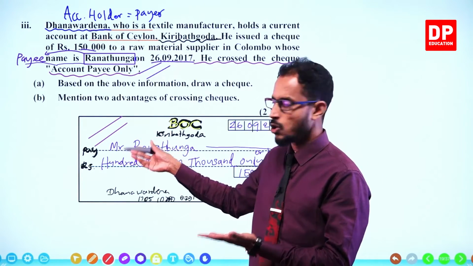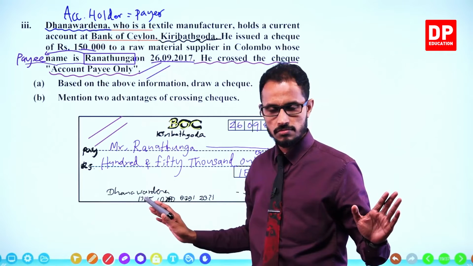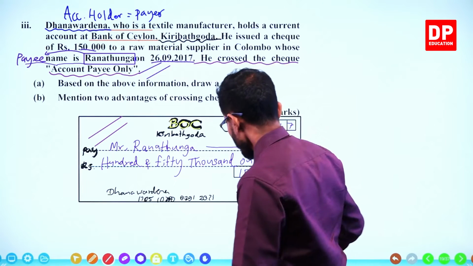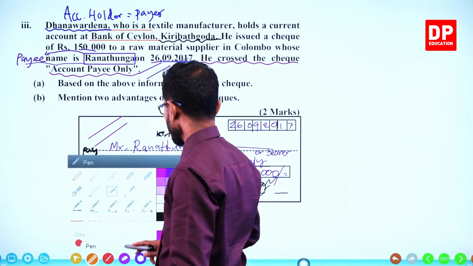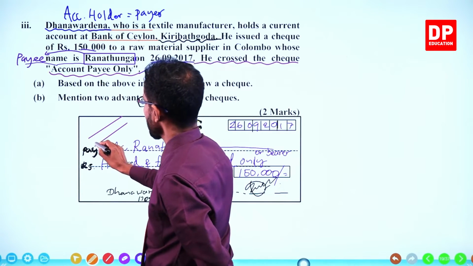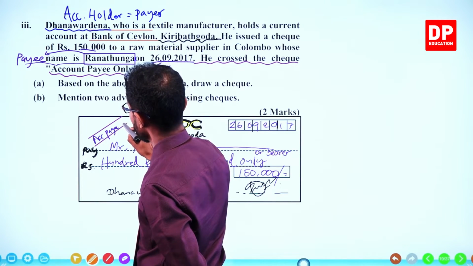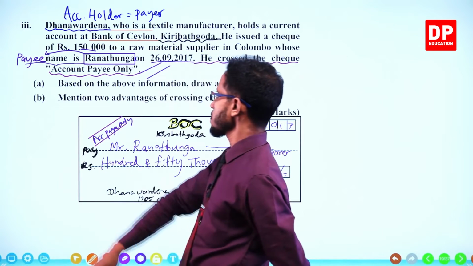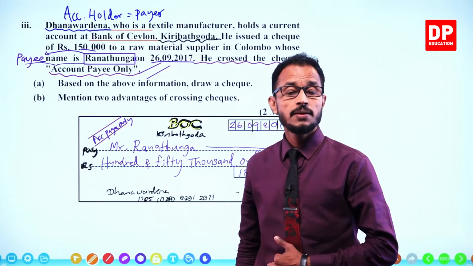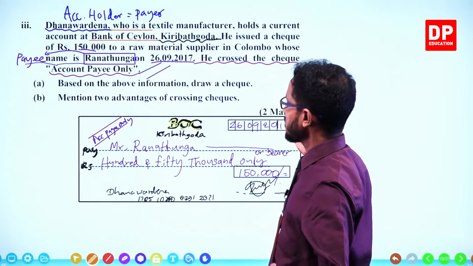Draw two parallel lines on the face of the check without cutting any writings or any printed letters or numbers, without cutting anything. That is the perfect place to cross it. And it is not just a crossing. Inside the crossing, you should write account payee only. It's not a special crossing, okay? It's a general crossing. No name of a bank is mentioned. That's it.